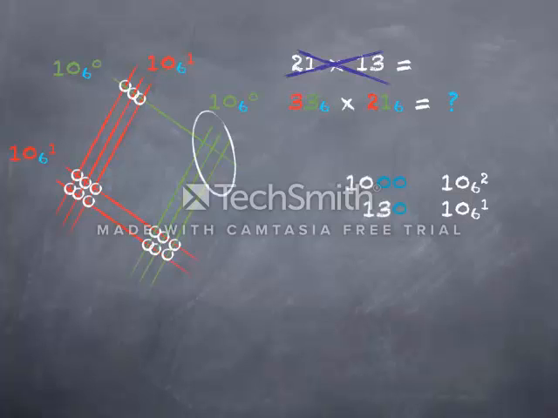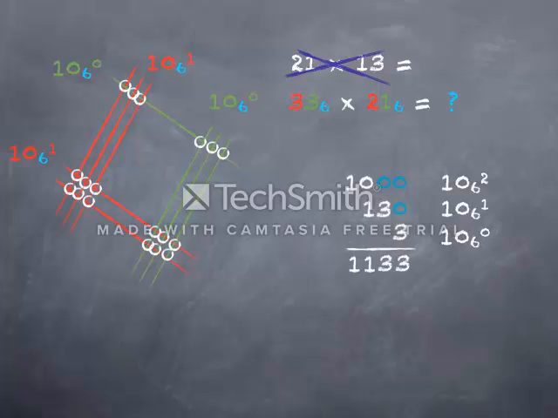My 1s I treat just like my 1s, and I have 3 of those. And when I add those up, you can see that I get 1,133, or really 1133 in base 6, which is true.